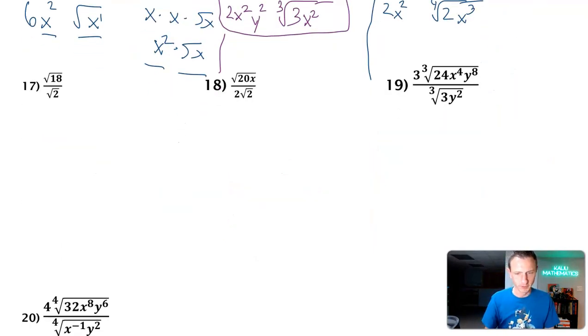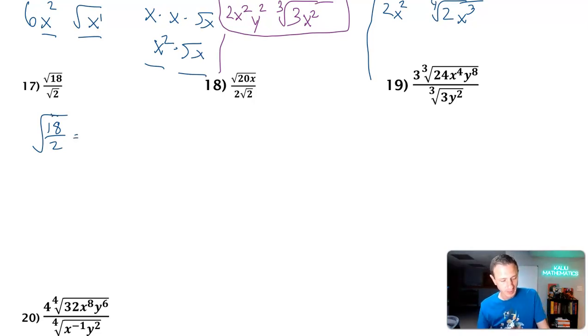So let's go ahead and take a look at number 17. So in 17, we have the square root of 18 over the square root of 2. So these are both separate radicals in a fraction, but with the same index of square root. So what we can do here is the opposite of that quotient rule, where I can rewrite this as the square root of 18 over 2, where before we had it underneath one radical, we were able to separate it into 2. But this actually helps us out because 18 divided by 2 is 9. So I have the square root of 9. Square root of 9 is just 3. Boom, done.